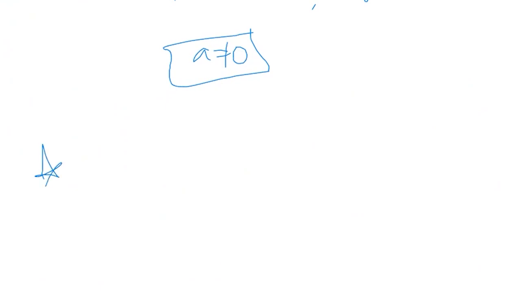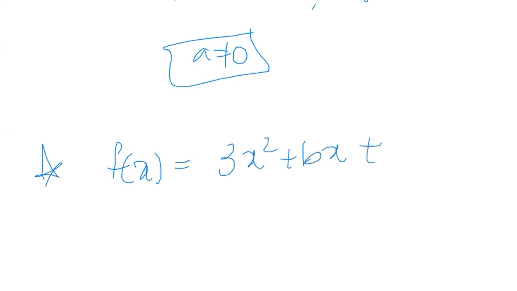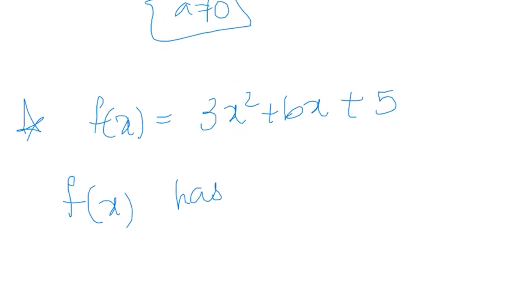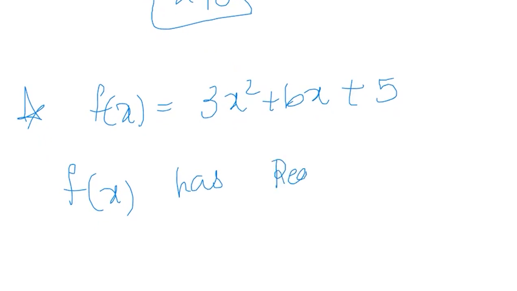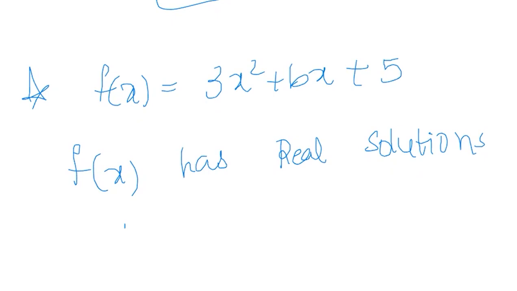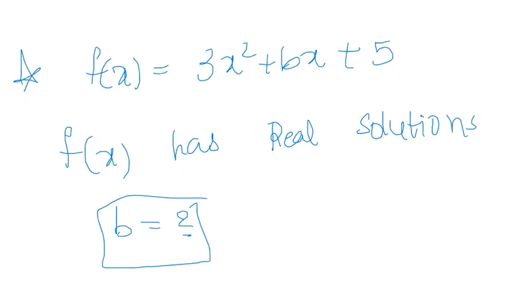Okay. Let's say there is a question. Let's say f of x is equal to 3x square plus bx plus 5. Given that f of x has real solutions, what is the possibility of b? What are the values of b?